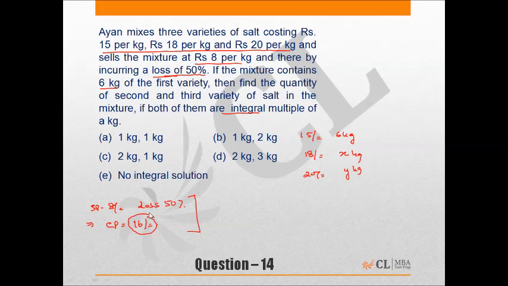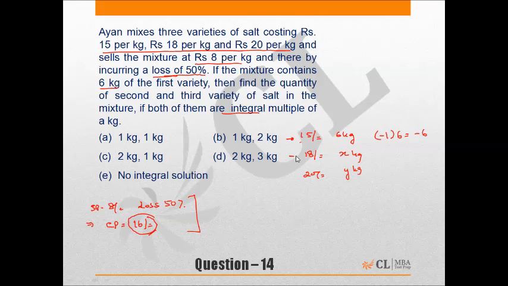So what is the deviation from the average for the first one? The deviation from the average is minus 1. The price of the first variety is 15 rupees. The average is 16 rupees, which is here. So 15 minus 16 is minus 1, into 6, which is equal to minus 6.